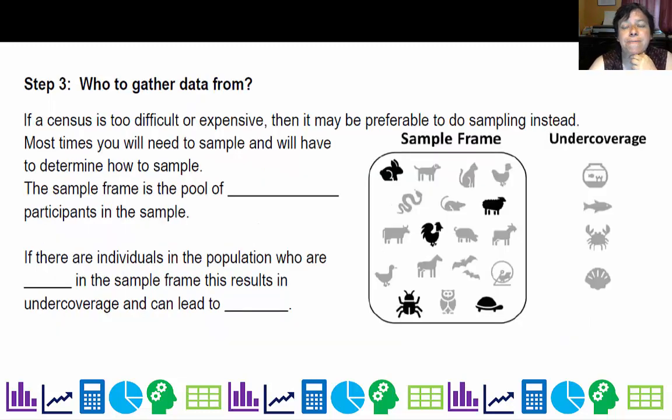So who do we gather data from? If a census is too difficult or expensive, you might want to be doing a sampling instead. Most times you're going to need to sample and you'll have to figure out how. Now, the sample frame is the pool of possible participants. If there are individuals in the population who are not in the sample frame, this can lead to bias.